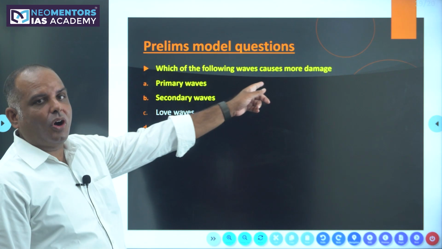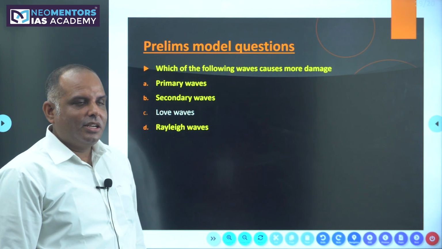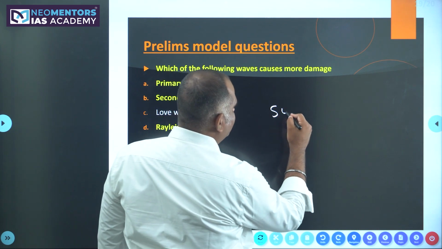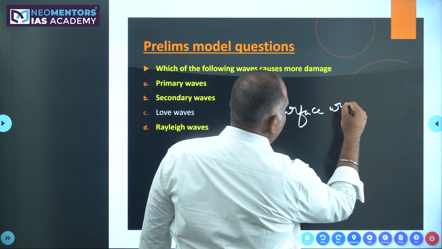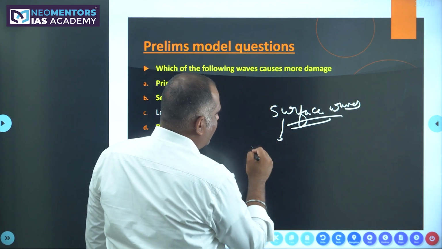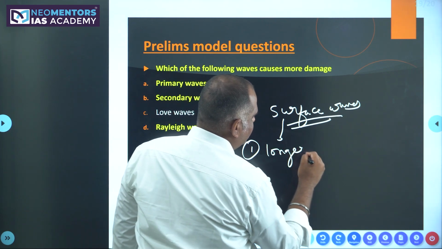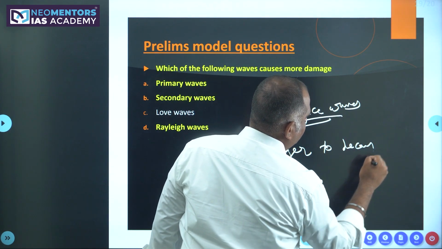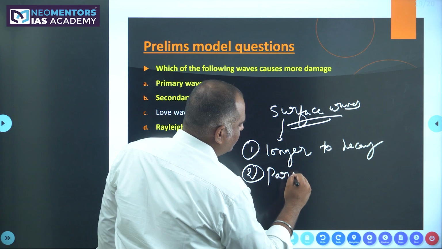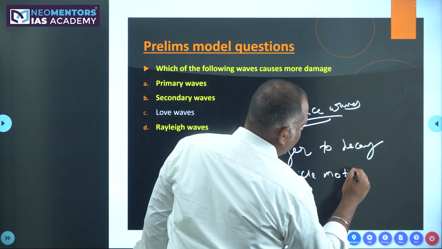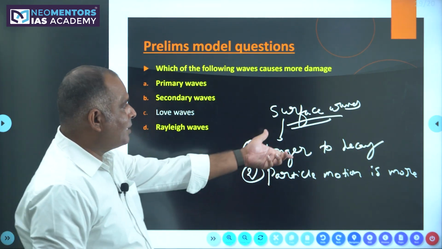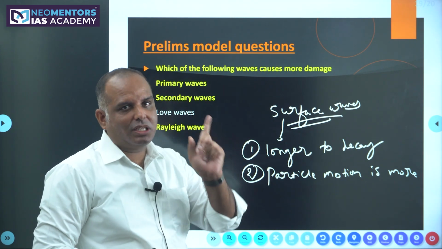Which of the following waves causes more damage? We discussed this: surface waves. When we were discussing surface waves, we discussed two properties. First, they take longer to decay. Second, particle motion is more. That means surface waves cause more damage compared to body waves.